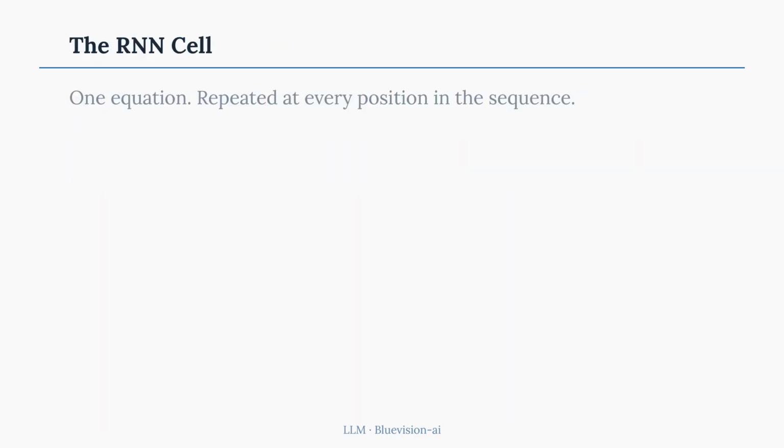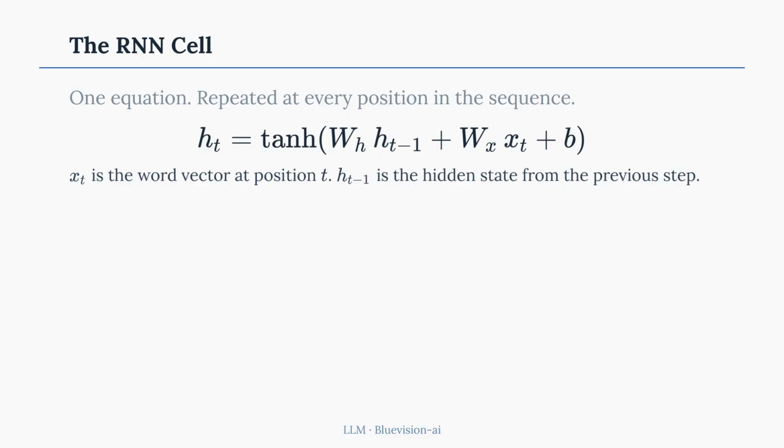The RNN cell is beautifully simple. One equation, repeated at every position in the sequence. h_t equals tanh of W_h times h_(t-1) plus W_x times x_t plus b. That's the whole thing. Everything you need to process a sequence is contained in this equation. x_t is the word vector at position t, the embedding from Session 2. h_(t-1) is the hidden state carried forward from the previous step. These two things are combined to produce h_t, the new hidden state.